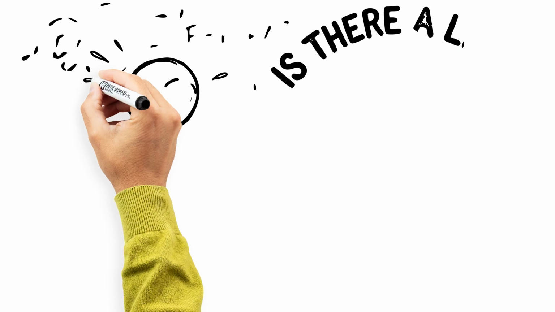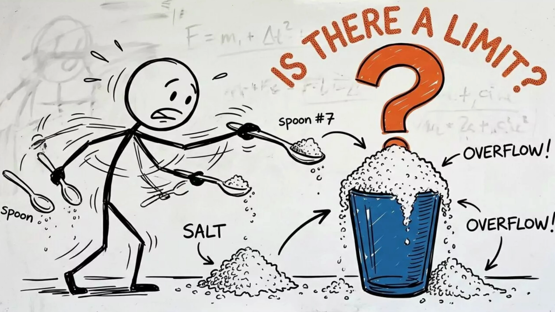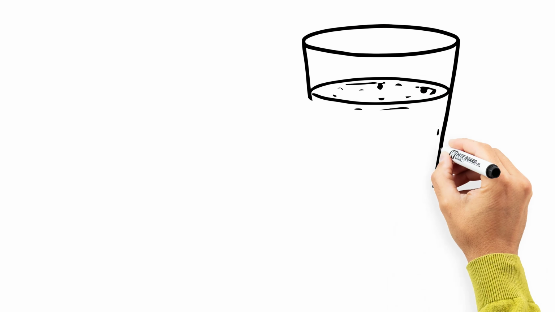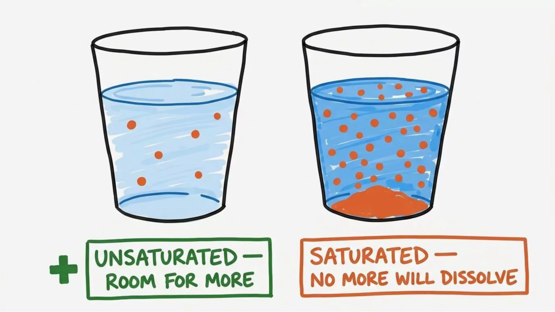Now, can you keep adding solute to a solvent forever? Is there no limit? Actually, there absolutely is a limit. And this is where solutions get even more interesting. Welcome to saturated solutions. An unsaturated solution still has room for more solute. Add more. It dissolves. Eventually, the solvent is full. No more can dissolve. That is a saturated solution.